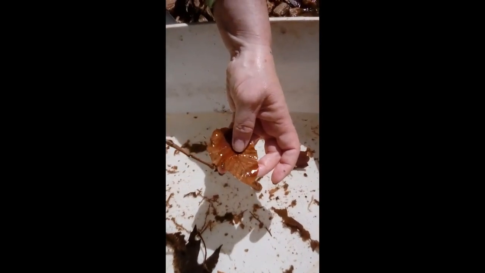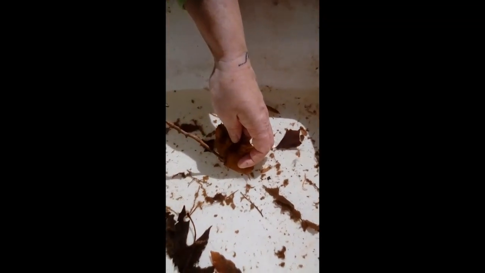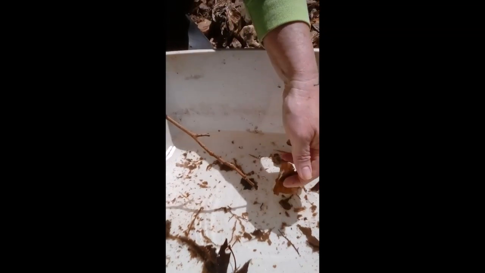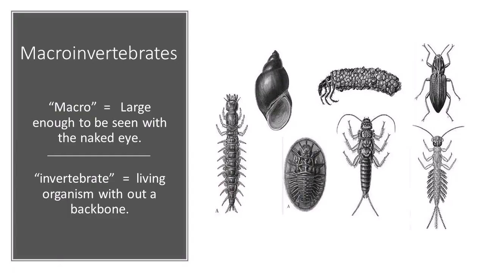So we found several macroinvertebrates in our sample. But just what is a macroinvertebrate? A macroinvertebrate is a living organism that has no backbone and that can be seen with the naked eye, such as these aquatic insects we found today in the stream.